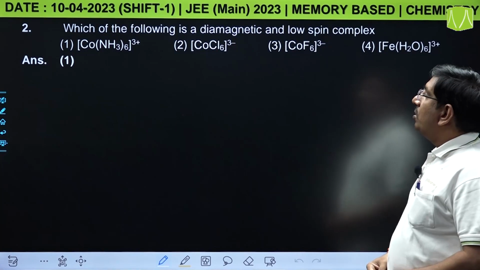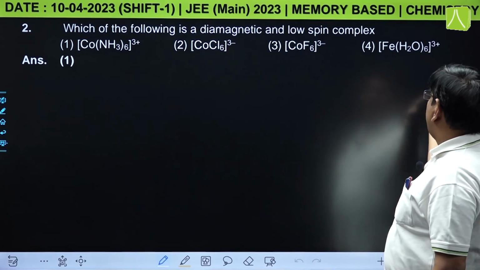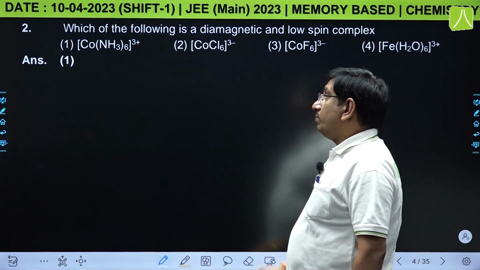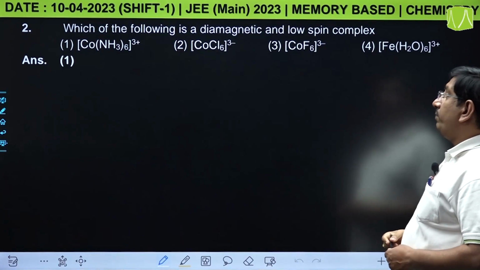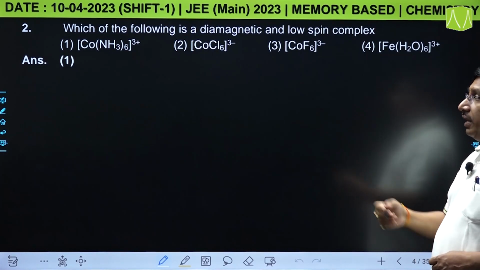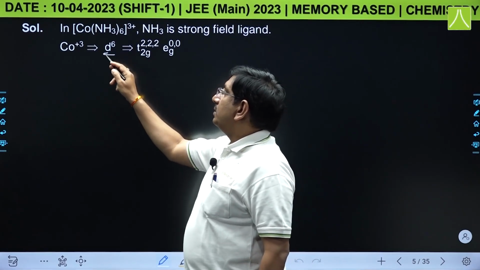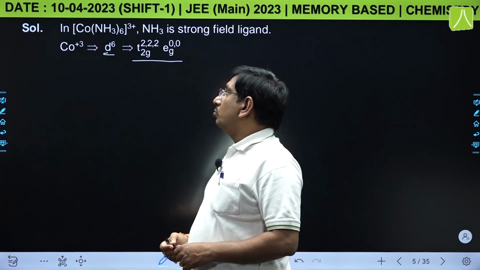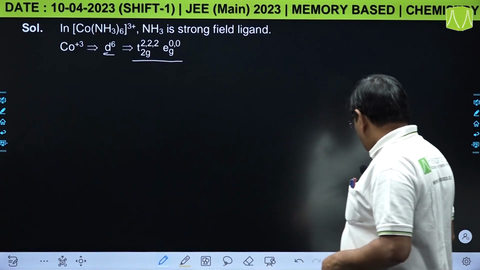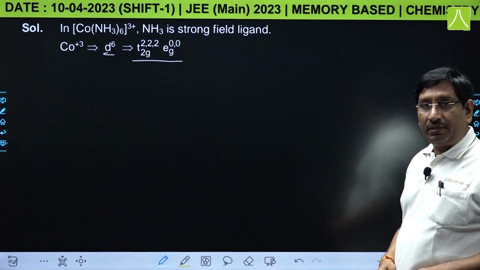The next question: which of the following is a diamagnetic and low spin complex? In the given cobalt complexes, NH3 is the strong field ligand, chloride ion is a weak field ligand, fluoride is weak field, and water is also a weak field ligand. In the presence of a strong field ligand, cobalt in +3 state has d6 configuration, with t2g 2,2,2 eg 0,0 configuration as per CFT. Now, it is the diamagnetic and low spin complex.